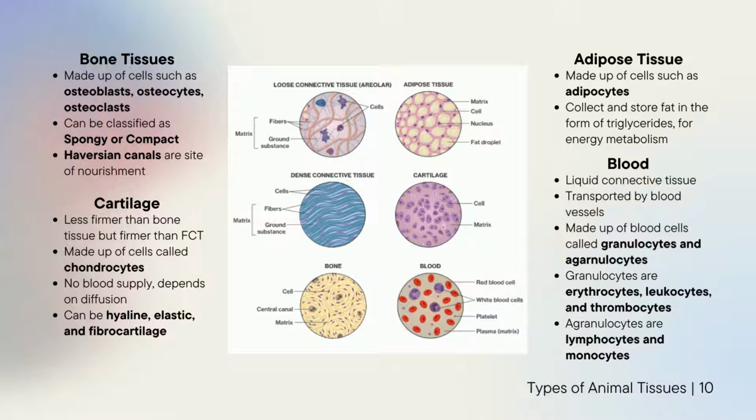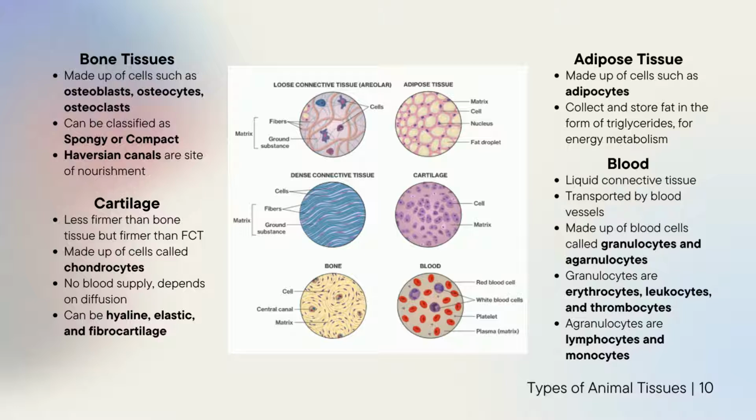Bone tissue is also called osseous tissue. It's made up of cells called osteoblasts, osteocytes, and osteoclasts. Osteoblasts are the precursor cells of osteocytes, meaning before an osteocyte or mature bone cell will form, it is an osteoblast first. Osteocyte is a mature bone cell. It makes up most of the bone tissue. And osteoclasts are the cells that engulf osteocytes, which serves as a repair mechanism of the bone.